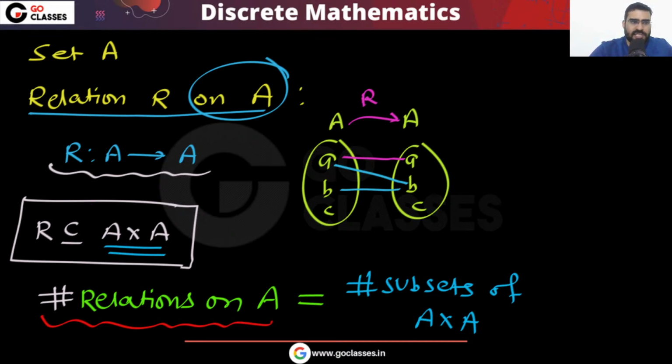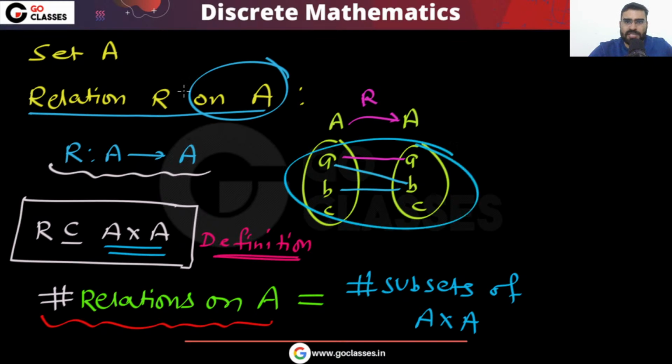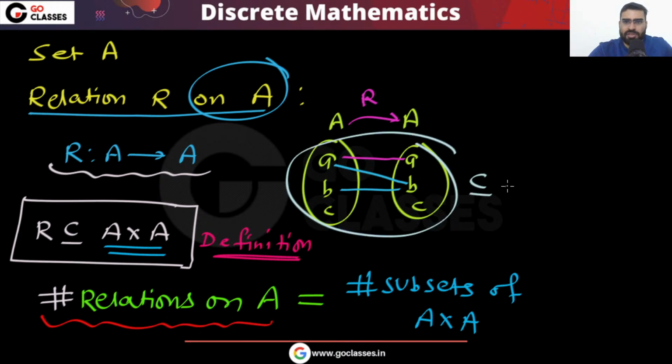This is the definition of relation, let me tell you: a relation on set A is a subset of A cross A, because you are relating elements of A to elements of A. So for example, you can simply see this is a subset of A cross A. Here you can easily see this diagram. Finally, I can say that the number of relations on set A will be equal to the number of subsets of A cross A.